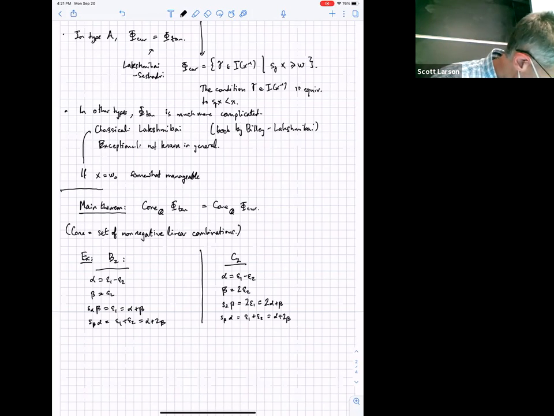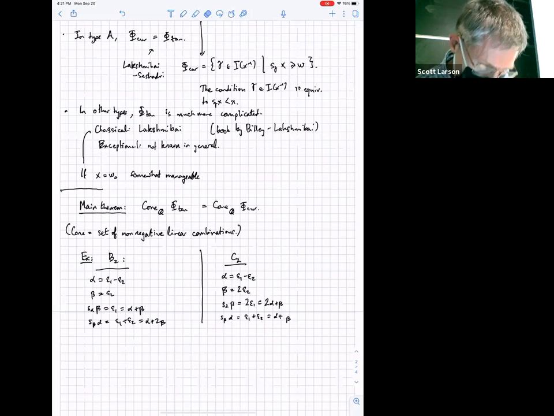So, oops, did I make it that right? That's not quite right, is it? That's alpha plus beta, sorry. It's an alpha plus beta here. Okay.